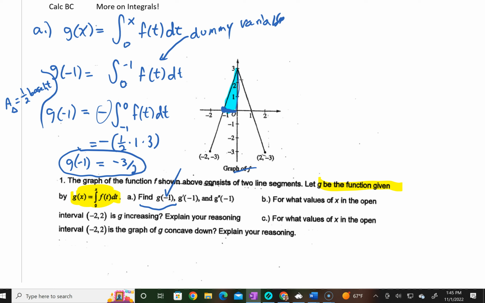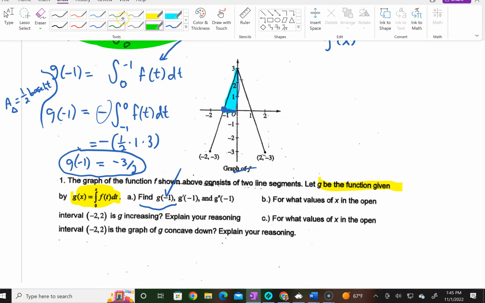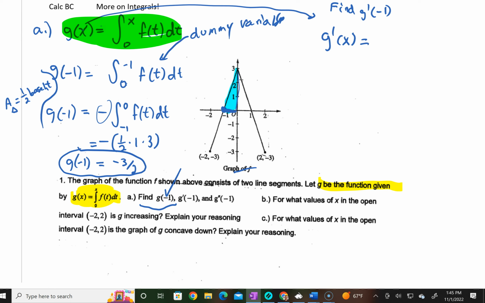Hey, wonderful. But then, continuing on, someone will say, find g prime of -1. And you know what? First, I want to find g prime of x. And here is my accumulation function. You learned how to do this in lesson 5.3. You said, could I take the derivative of an accumulation function? What is g prime of x here?